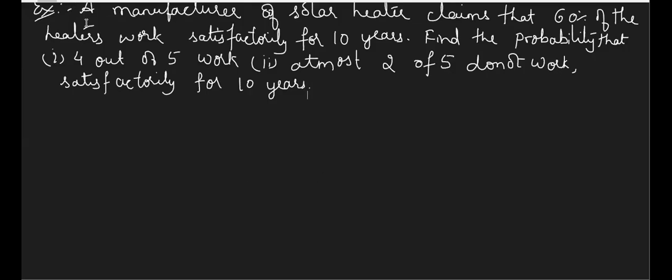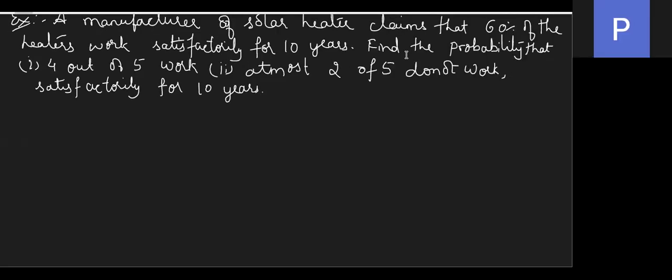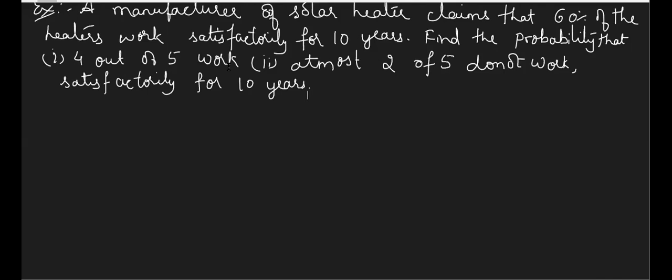We have an example here where a manufacturer of solar heater claims that 60% of the heaters work satisfactorily for 10 years. So with this, we need to find a probability that 4 out of 5 heaters should work, and at most 2 of 5 do not work satisfactorily for 10 years. This example is actually simple, but if you see the conditions, one is for work and the second one is on do not work. So let us take them properly.